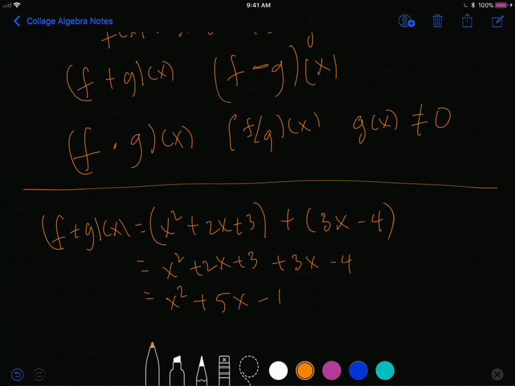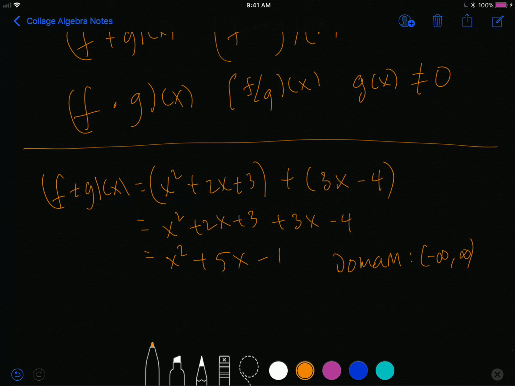Your domain right here, this is a polynomial function, and so your domain is simply all real numbers. Lots of fun, lots of fun. All reals. That's the first one.